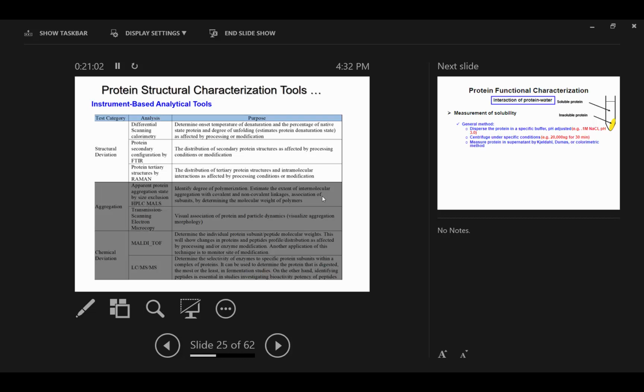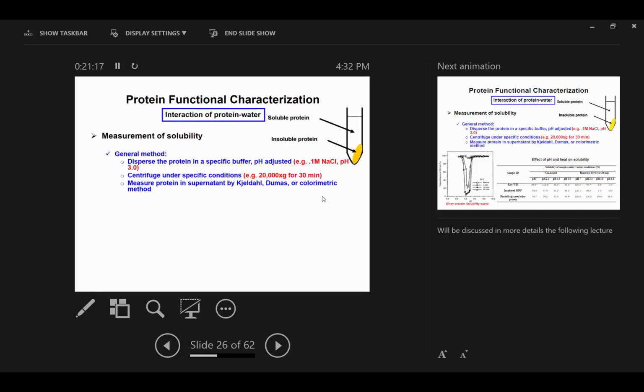So you won't be doing these in the lab, but it's good to know them and know the purpose of them. You might encounter them in a different life or different place. Okay.